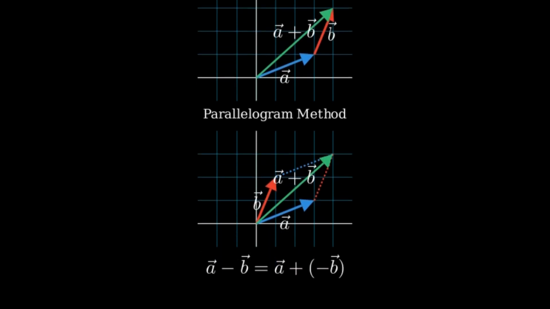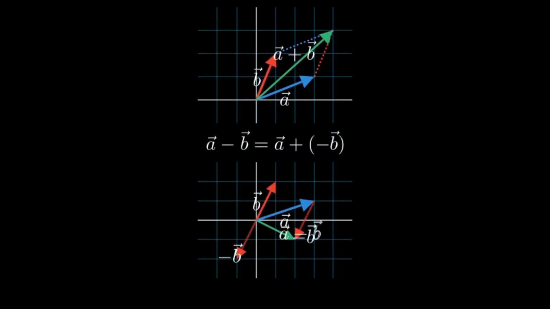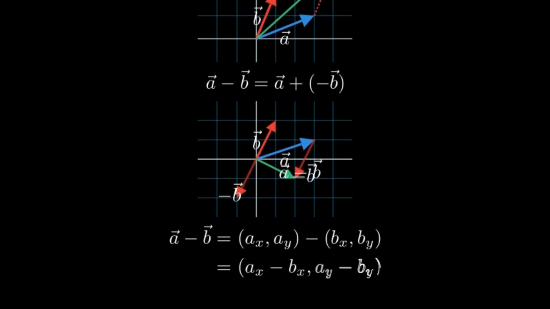To subtract vector b from vector a, we add the negative of b to a. Graphically, we can reverse the direction of the vector being subtracted and then use the same addition methods we just learned. In terms of components, we simply subtract the corresponding components.